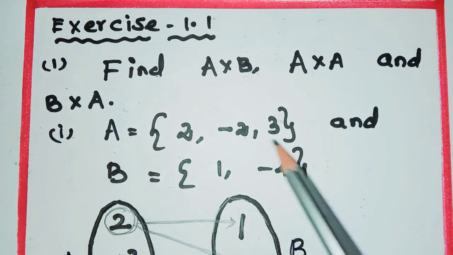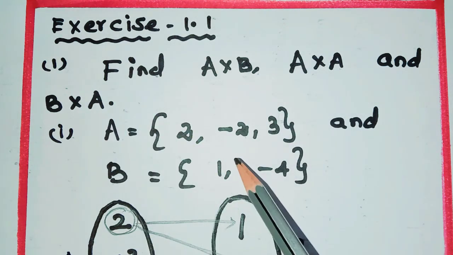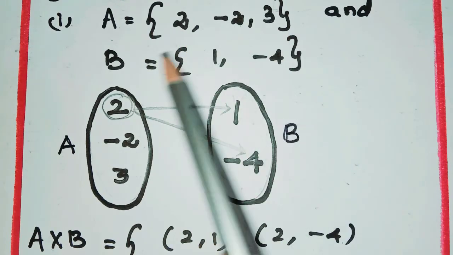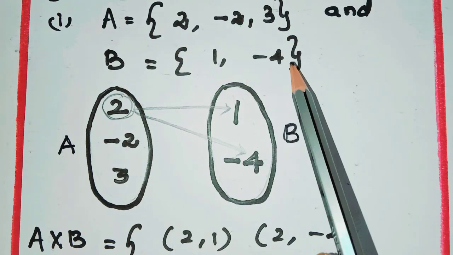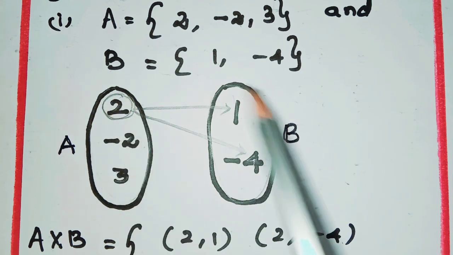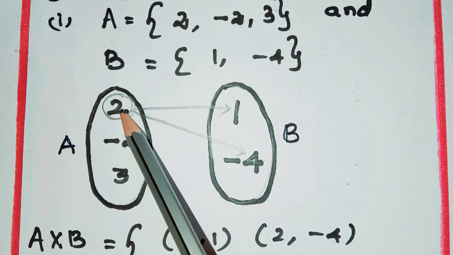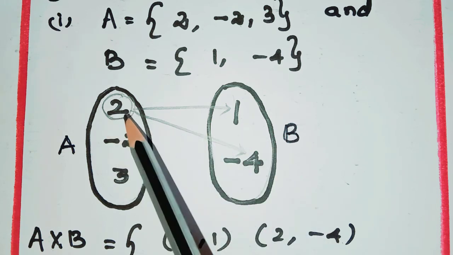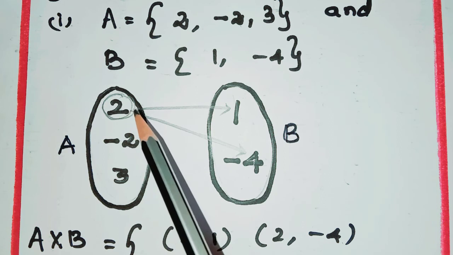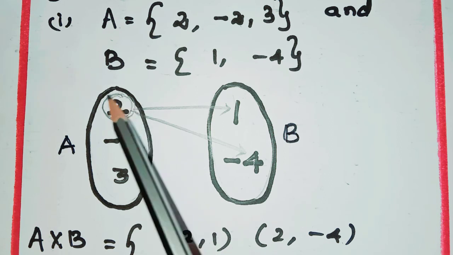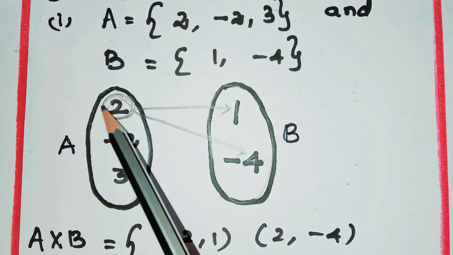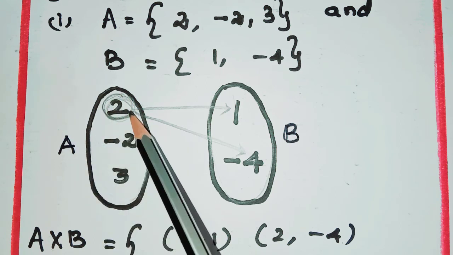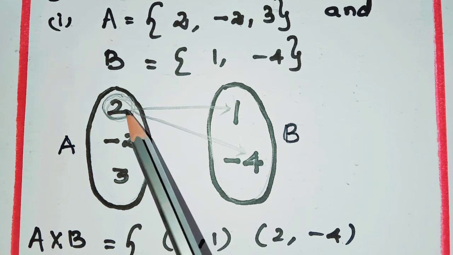So these two sets are given. Find the three Cartesian products. Set A has 3 elements and set B has 2 elements. This is set A, this is set B: {2, -2, 3} and {1, -4}. Our aim is to find all possible ordered pairs using the elements. The first element of set A is 2. With the help of 2, find all possible ordered pairs.